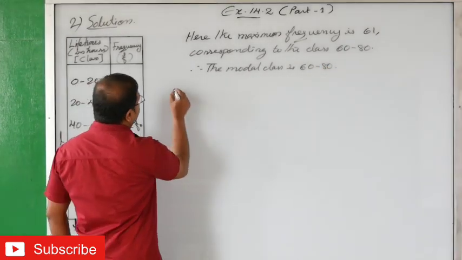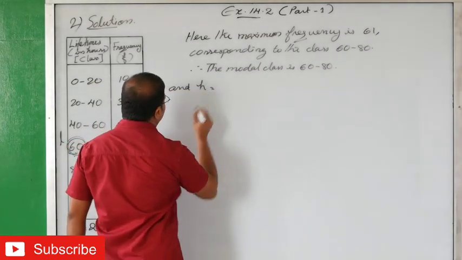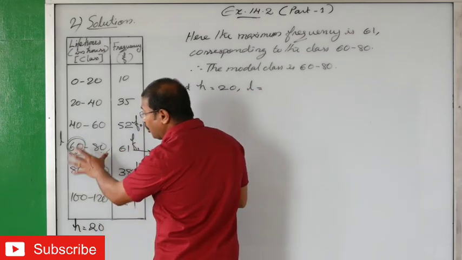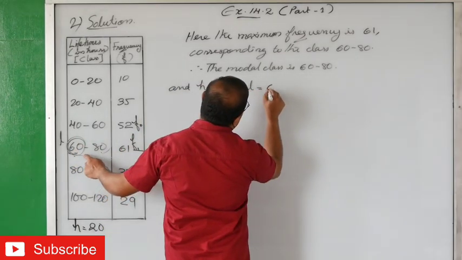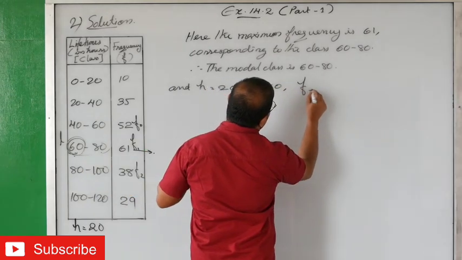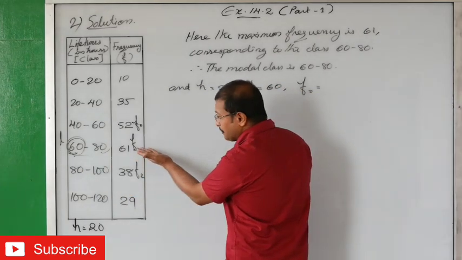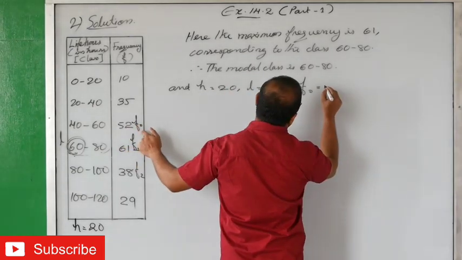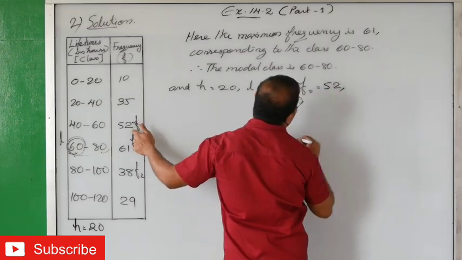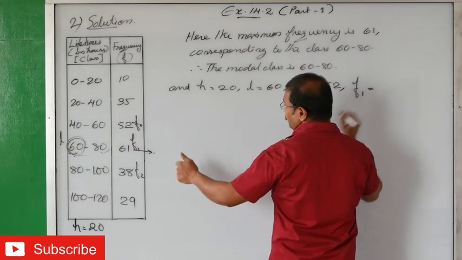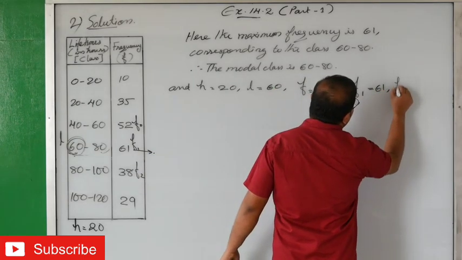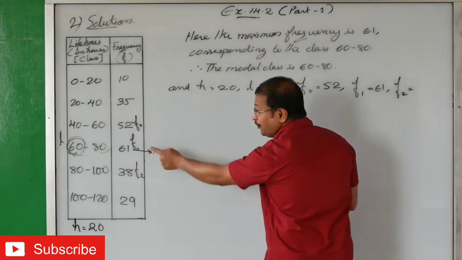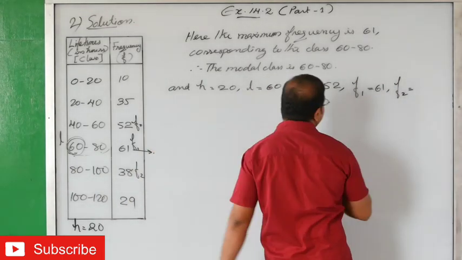Now what will we write? And what is the value of h? We wrote before, 20. And what is the value of L? Lower limit in the modal class? Yes, 60. And what is the value of f1? Yeah, maximum frequency, we got it, 61. So its preceding frequency, what is that? Yeah, 52, that is f0. And f2, the succeeding frequency, what is that? Yeah, 38.